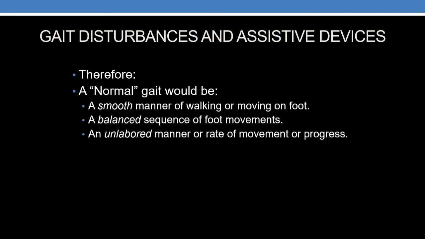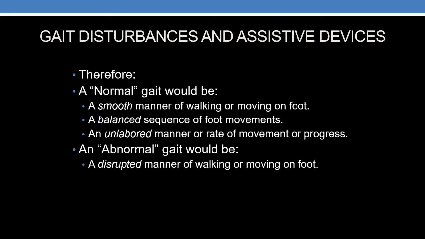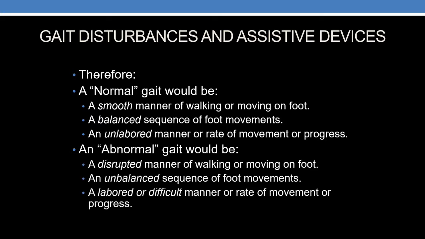And sometimes when you watch people walk, their manner or rate of movement or progress is very labored. It's laborious to watch. It's so uncomfortable, it's even hard to watch. It should be unlabored, smooth, and balanced. Okay, so with those ideas in mind, what would an abnormal gait be? Well, an abnormal gait would be a disrupted manner of walking or moving on foot. It's an unbalanced sequence of foot movements. It's a labored or difficult manner or rate of movement or forward progress.